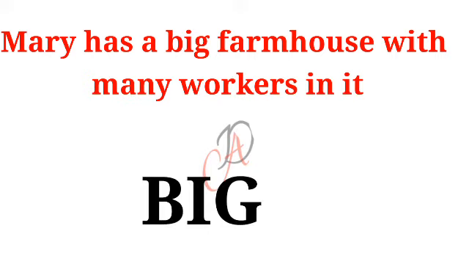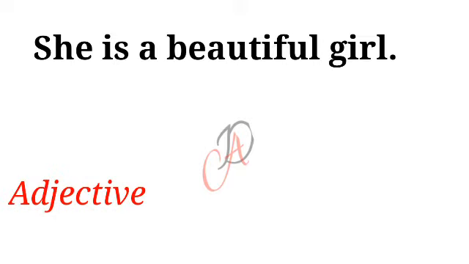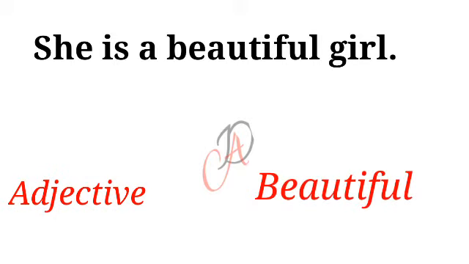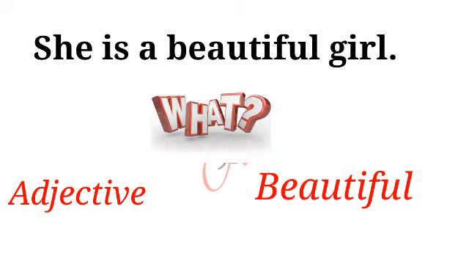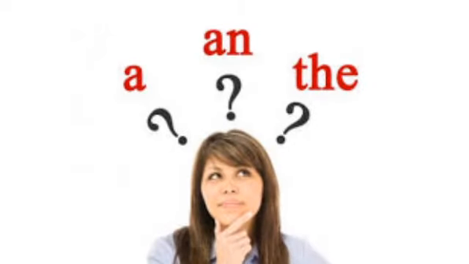Let's look at another example. She is a beautiful girl. And the adjective in this sentence is beautiful because it answers the question what type of girl is she. She is a beautiful girl. And obviously, the adjective is beautiful. There is one more adjective in the sentence, and that is the word a. A and the are also called adjectives because they give us information about the noun that comes after them.